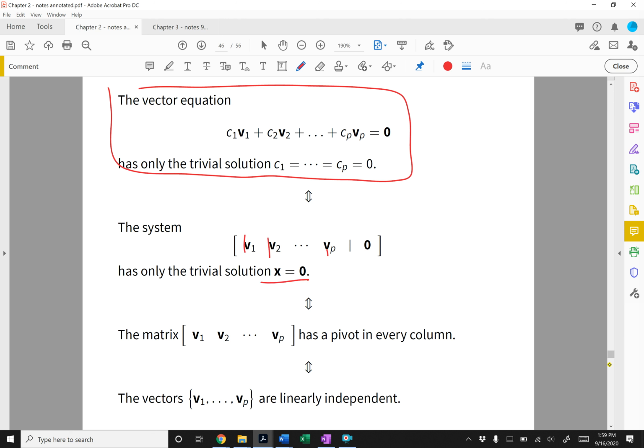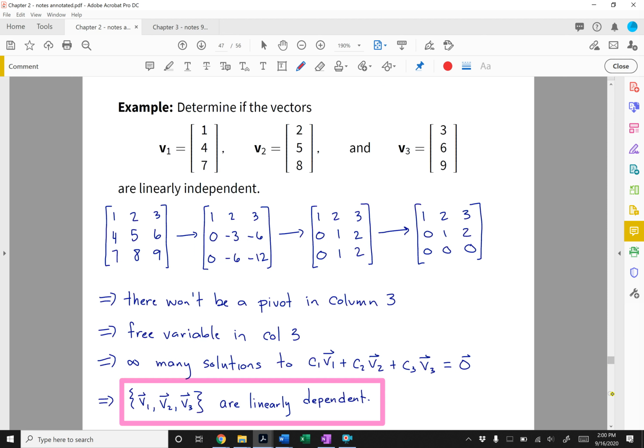If it only has the trivial solution, x equals 0. Remember, this is a 0 vector, and this is a vector x and a vector 0. If that's true, then it's linearly independent. And if the matrix, if we don't augment it with 0 here, we just take all the columns, and make a matrix where the columns are each of the vectors. If it has a pivot in every column, then it's linearly independent, and that's exactly what I've been saying every time, that all those are equivalent to being linearly independent.